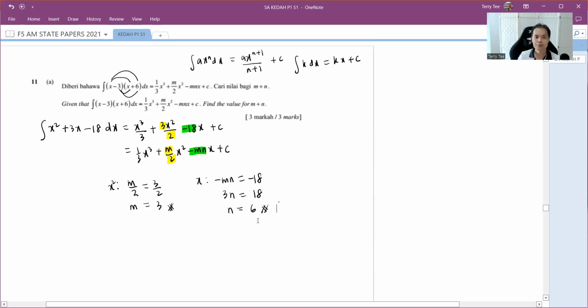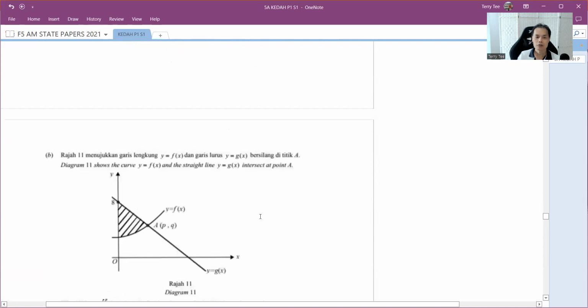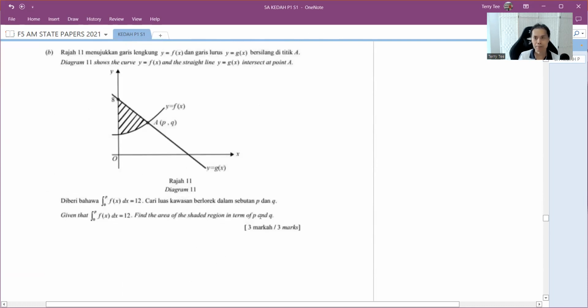Okay. Moving on to part B. The diagram shows the curve y equals f(x) and straight line y equals g(x) intersecting at point A. Given that the integral from 0 to p of f(x) dx is 12, find the area of the shaded region in terms of p and q. Okay, I'm going to draw the dotted line downwards here. This is your p, this is your q, right?